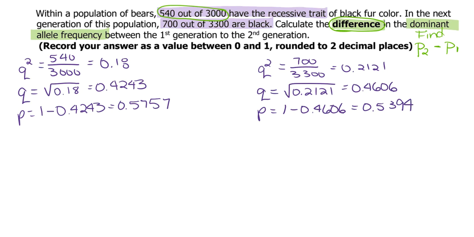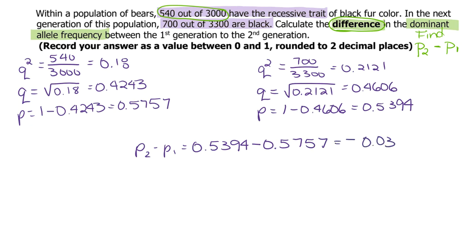Now we need to subtract P of our second generation, so P2 minus P1, so 0.5394 minus 0.5757, and that is a difference of negative 0.0363. And we'll check how we are asked to answer.